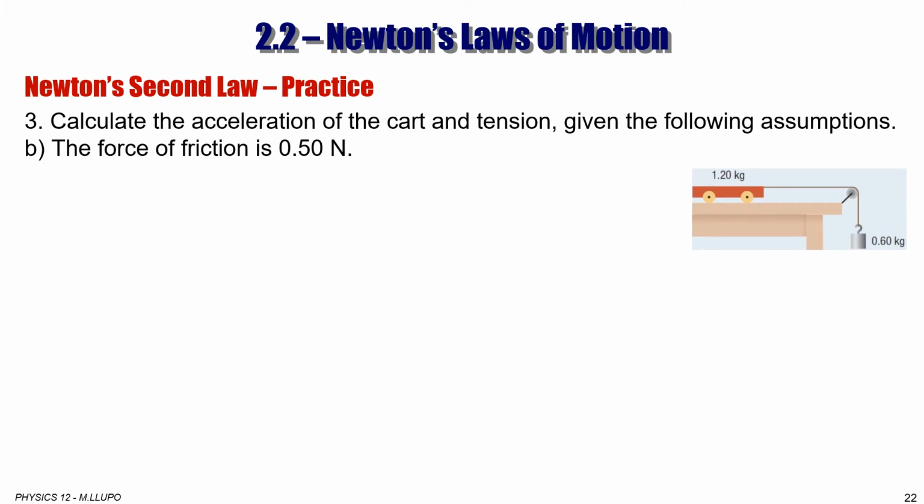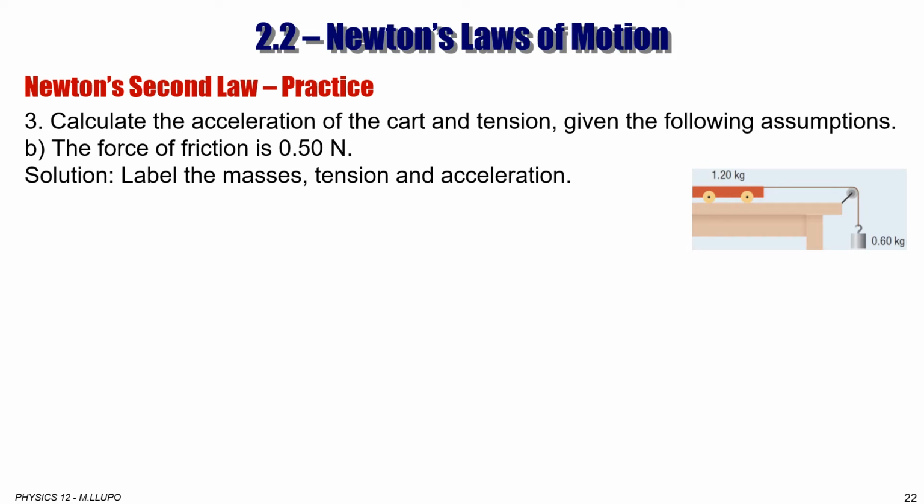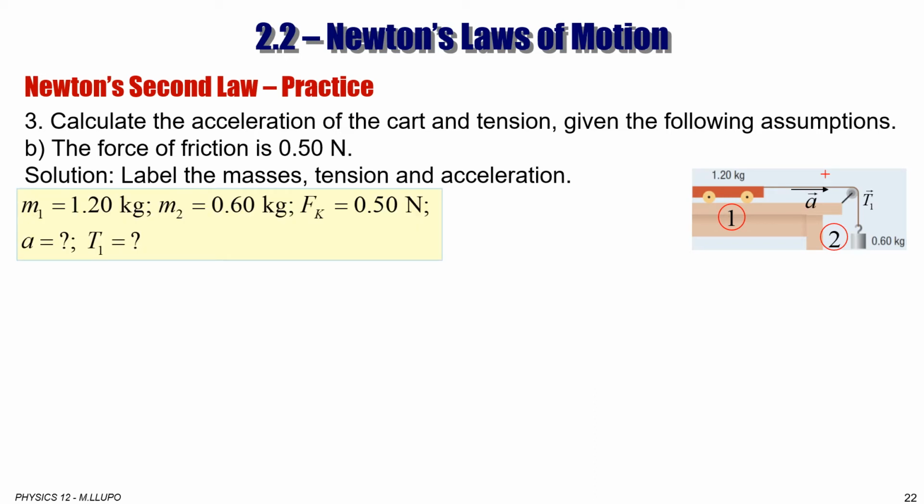Now force of friction has to be taken into consideration when we calculate acceleration and tension. Let's start with labeling the same way. Object 1 and object 2, direction of the acceleration and tension. Write what is given, what is required, and then draw and label the object 1 free body diagram.